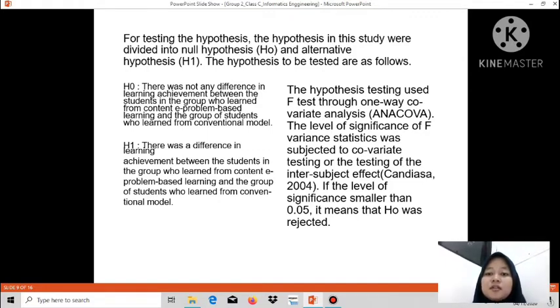The level of significance of a variable was subject to covariance testing, or the testing of the between-subjects effects. If the level of significance is smaller than 0.05, it means the H0 was rejected.